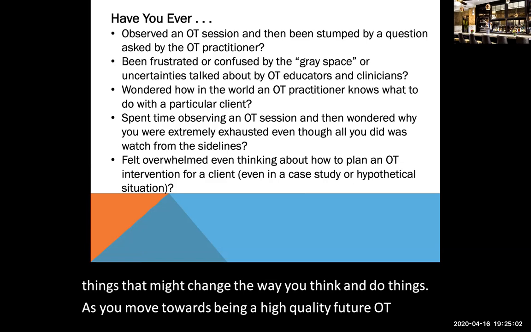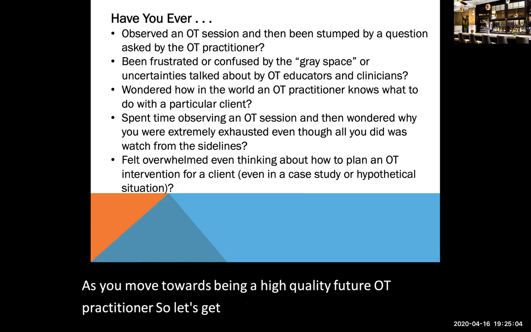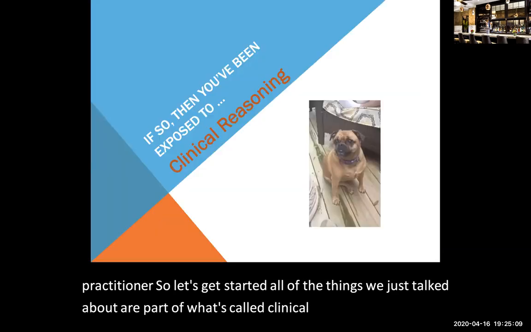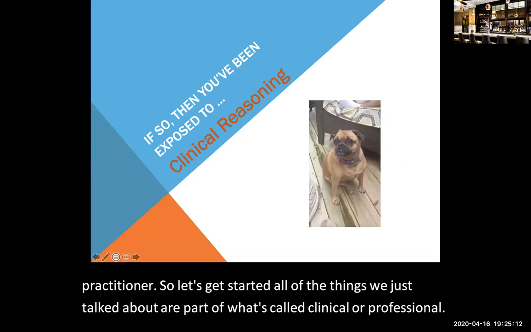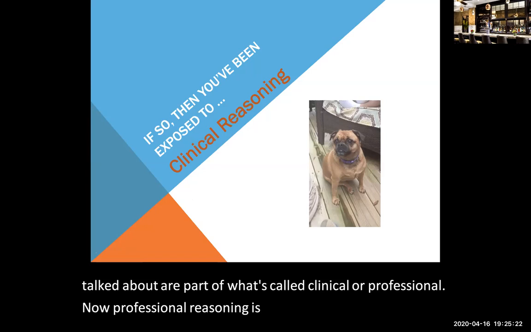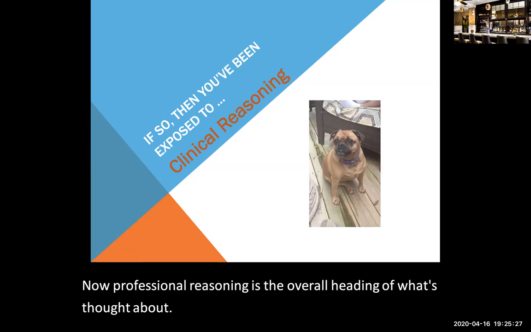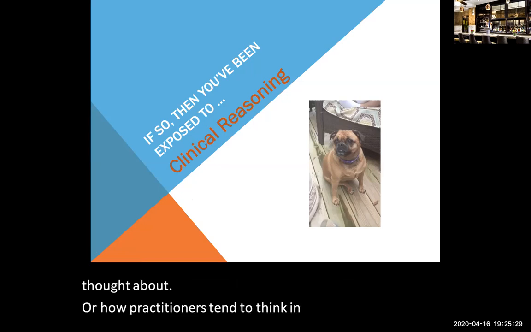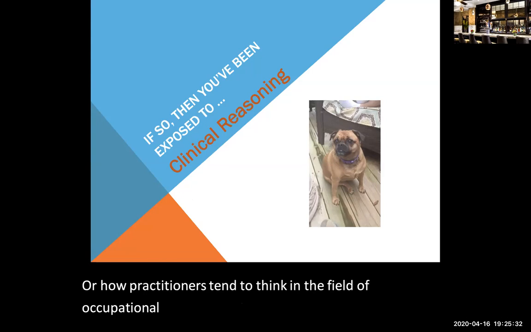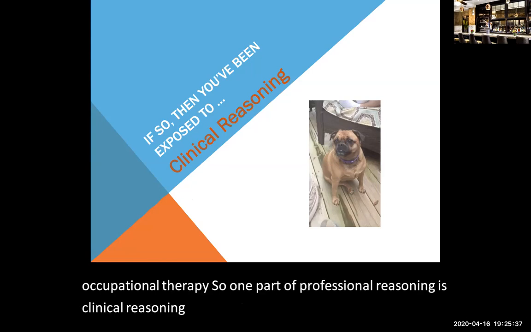So let's get started. All of the things we just talked about are part of what's called clinical or professional reasoning. Now, professional reasoning is the overall heading of what's thought about or how practitioners tend to think in the field of occupational therapy. So, one part of professional reasoning is clinical reasoning. That's what you do in a clinical setting.